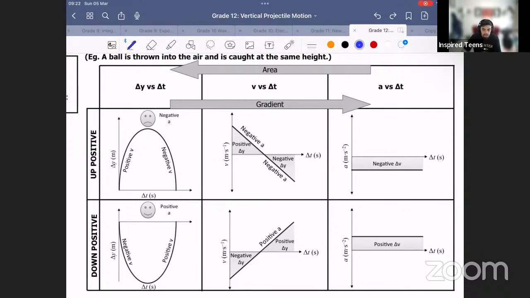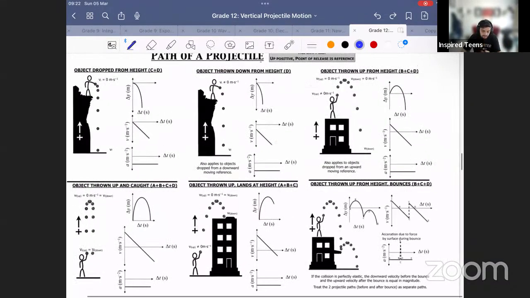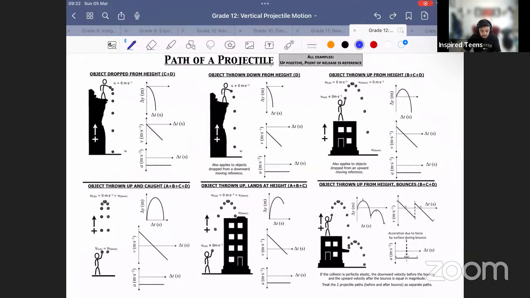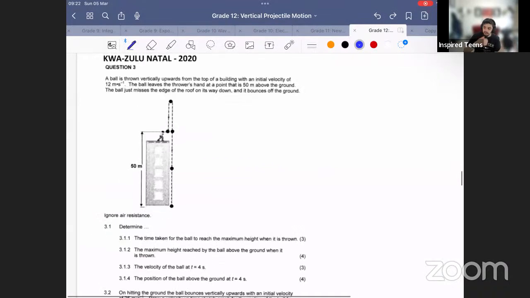If there's anything you guys would like me to go through, let me know and I can go through them. But it's just extra notes. You can have a look at different examples. Object dropped from height, object thrown from height, object thrown up from height, object thrown up and caught, object thrown up and lands at height, object thrown up from height and bounces. It goes through all the different types of graphs for it. For now, let us do a question.